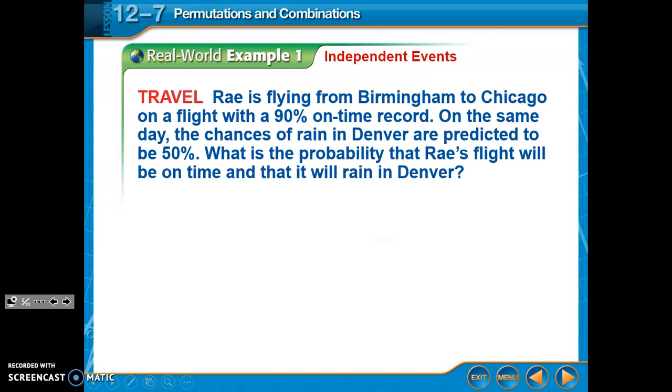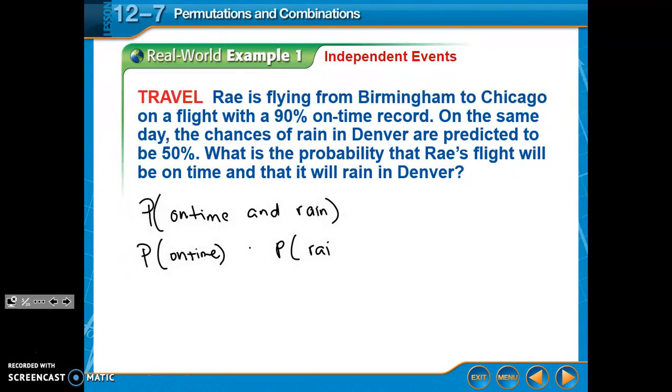So in this case here, Ray is flying from Birmingham to Chicago on a flight with a 90% on-time record. On the same day, the chances of rain in Denver are predicted to be 50%. What is the probability that Ray's flight will be on time and that it will rain in Denver? Okay, so I want to know the probability of rain. So we know P represents the probability of on time and with rain. So the thing says that the probability of it being on time times the probability of rain.